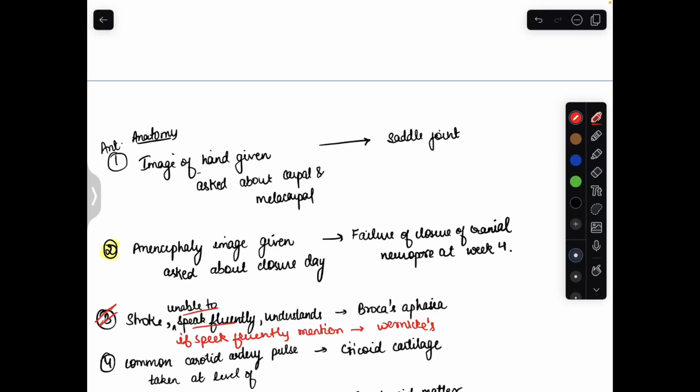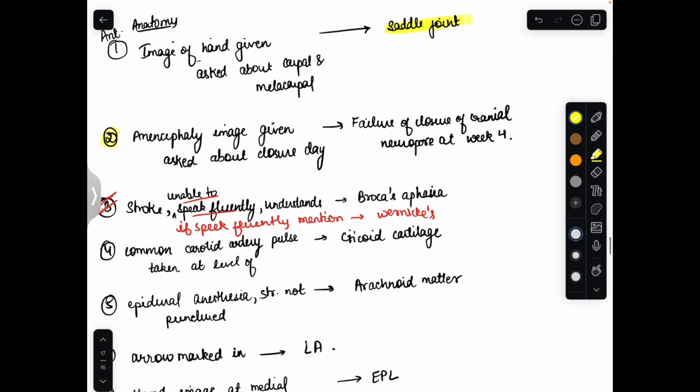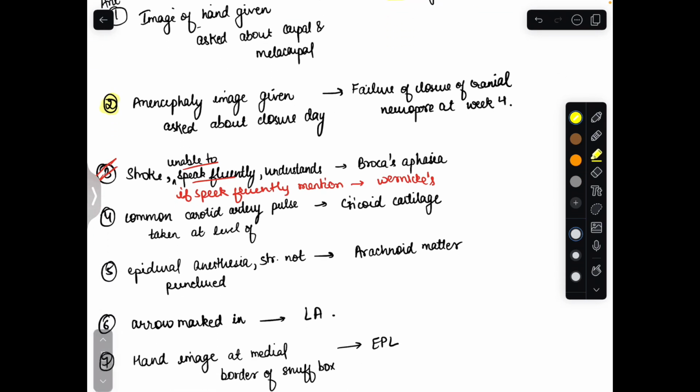That in the numbers. So here I am counting it in the numbers. So in anatomy, one image of a hand was given and they are pointing towards the carpal and metacarpal joints of the hand, and the answer for that one is the saddle joint, and this is the confirmed answer. So here the answer is saddle joint.